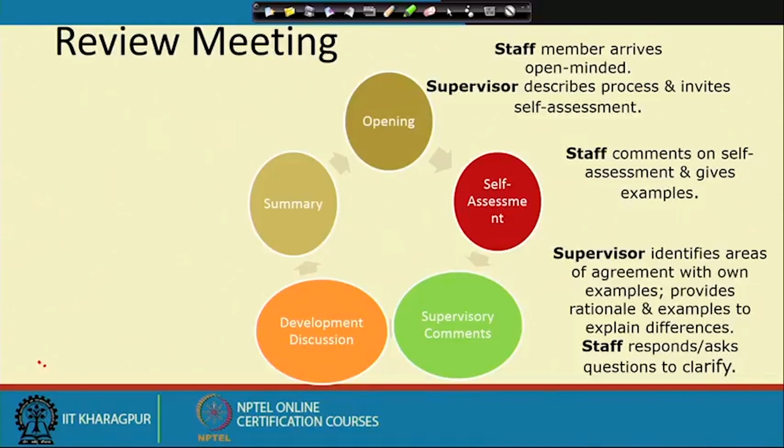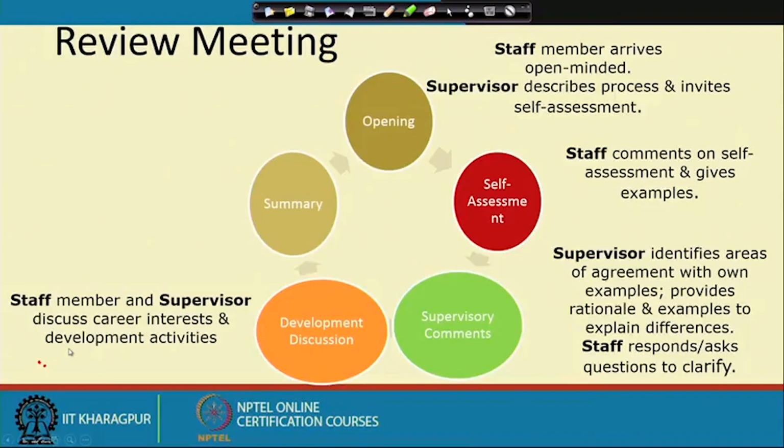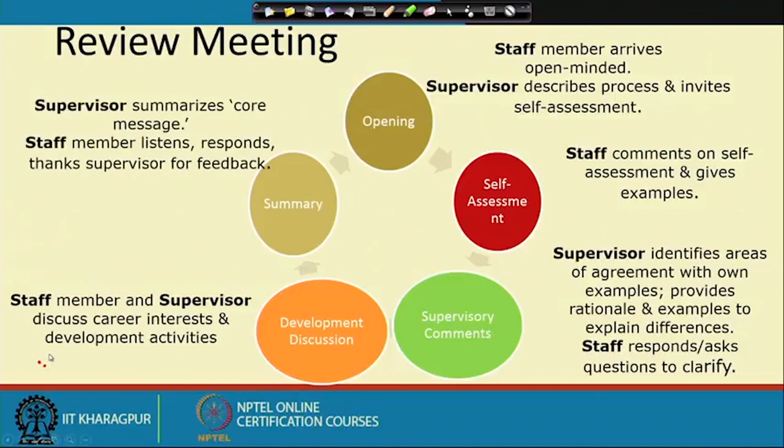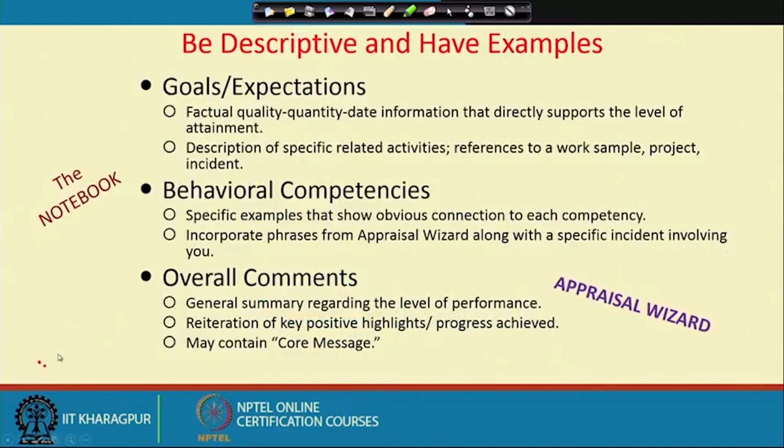The supervisor responds and asks questions to clarify. After that, both of you agree and talk about career interests and development activities, and finally you summarize the core messages. The staff member listens, responds, and thanks the supervisor for the feedback. That is the entire process related to the second stage. Then, when you are giving examples, try to be more descriptive, like talking about goals and expectations.